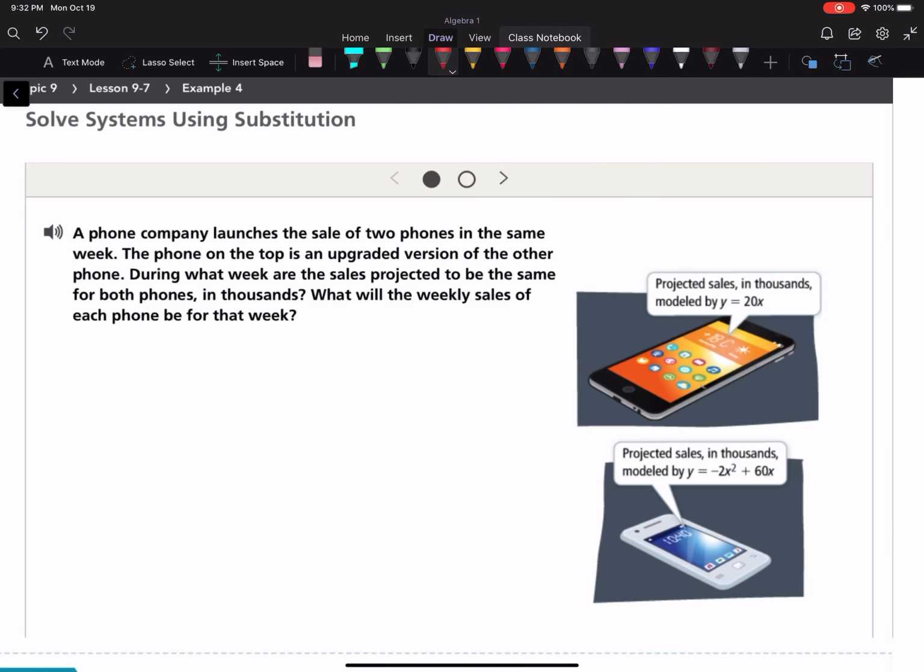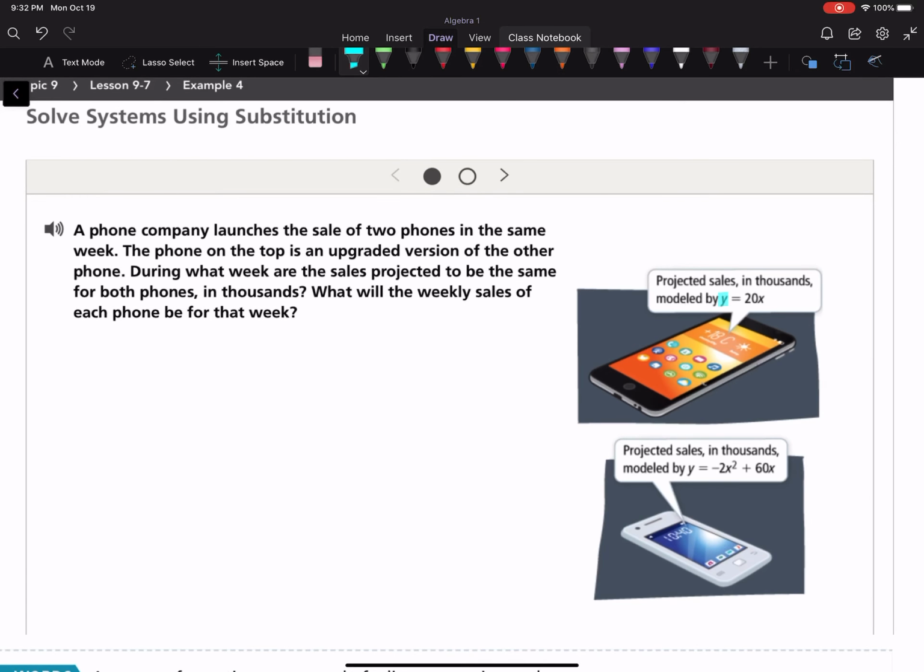Okay, so here are my equations. It is a word problem, but it's not really a word problem because they give you the equations. We have y equals 20x, and we have y equals -2x squared plus 60x. Now, we've done graphing, we've done elimination. This one we're going to substitute. So basically what I'm going to do is take what y equals right here, 20x, and substitute it in for that y.